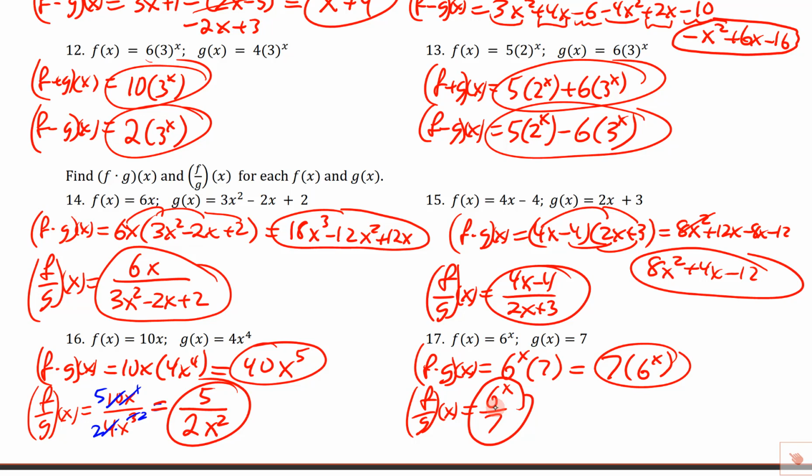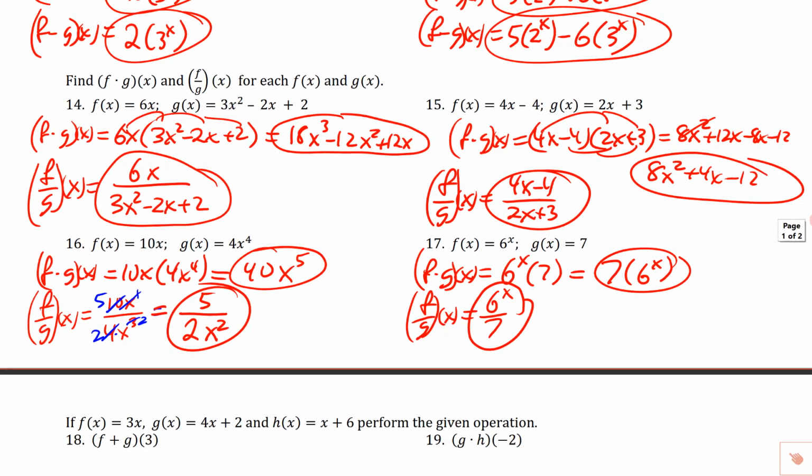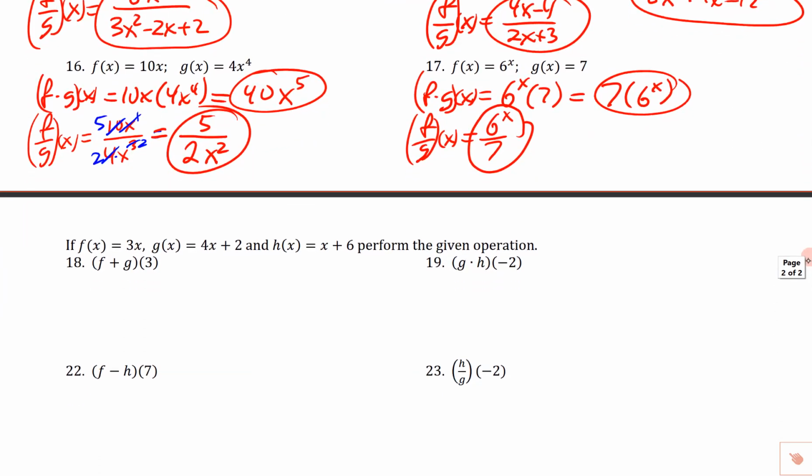Again, just kind of keep in mind that when we do a division problem, we do have to make sure that we're not dividing by 0. But since that's a 7, we don't have to worry about that at all. And I don't think there's any on your assignment or on the test like that. Not too worried about domain issues right now, just kind of keep those in mind.